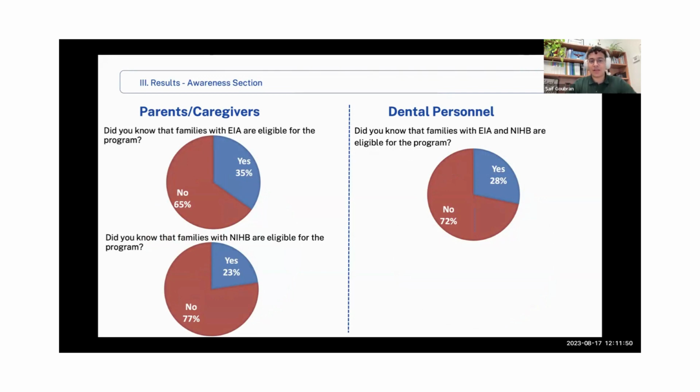And we see that when we ask parents about income and employment assistance, or EIA, 65% of them were unaware that these families were still eligible to apply for the benefit. And when we inquired about families with non-insured health benefits, NIHB, 77% of parents were unaware that families with NIHB were still eligible for the program. And similarly, when we asked dental personnel if they were aware that families with EIA and NIHB were eligible for the program, 72% of dental personnel were unaware of this.